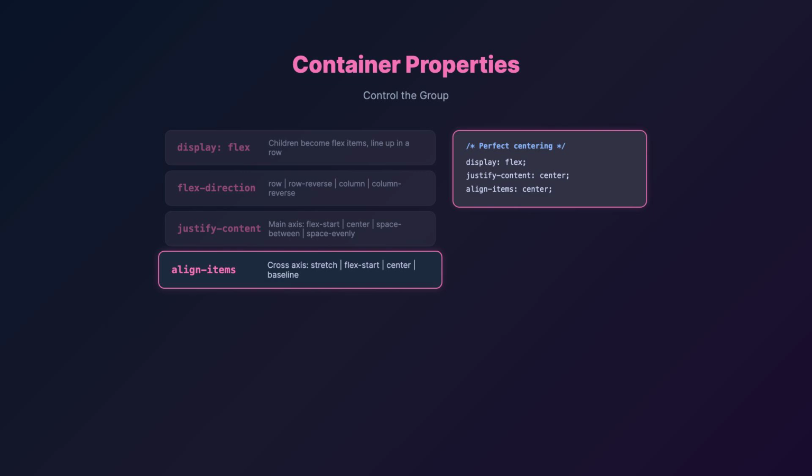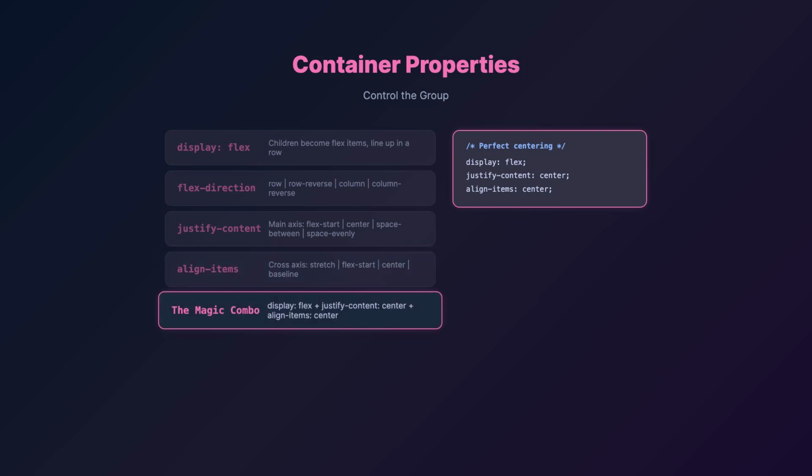Align items works on the cross axis. If flex direction is row, the cross axis is vertical. Stretch is the default. Items stretch to fill the container height. Flex start aligns items to the top. Flex end to the bottom. Center aligns items in the middle vertically. Baseline aligns items by their text baseline. Useful when font sizes differ.